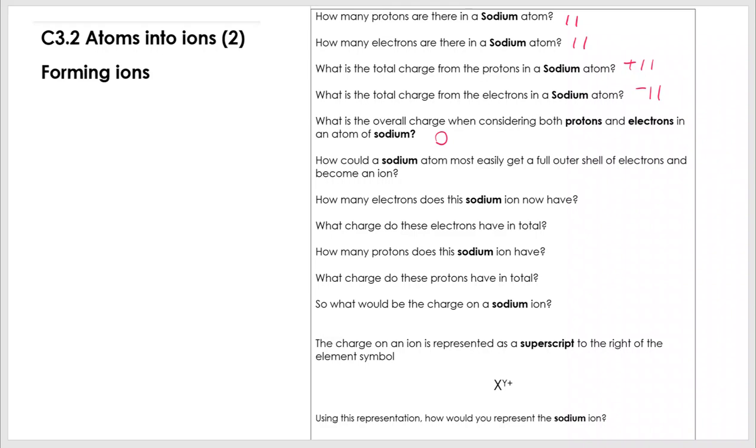How could a sodium atom most easily get a full outer shell? It could lose 1 electron. And this is where we start to see how ions get charge, because that now means it has 10 electrons, which would have a total charge of -10. However, it still has 11 protons. Protons are not lost or gained in chemical reactions, and my total charge from them is +11. If I take my -10 and my +11, it gives me an overall charge of +1, so my ion is Na+.